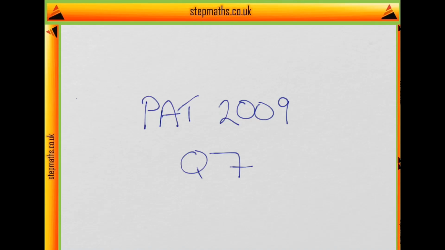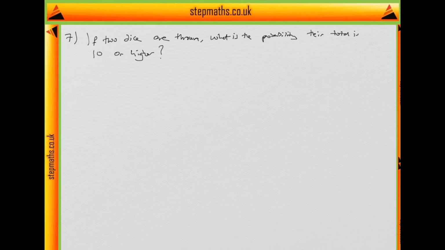Hi, today we're going to go through the PAT paper from 2009, looking at question 7. Okay, so question 7, the first part says, if two identical dice are thrown and their scores added, what is the probability that their total will be 10 or higher? And we're told as a hint in the question to list out the combinations that can give us a total of 10 or higher. So that's probably the way to go forward.